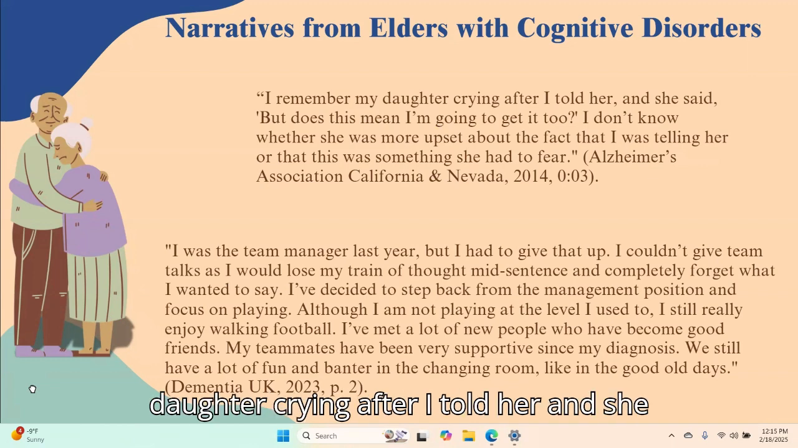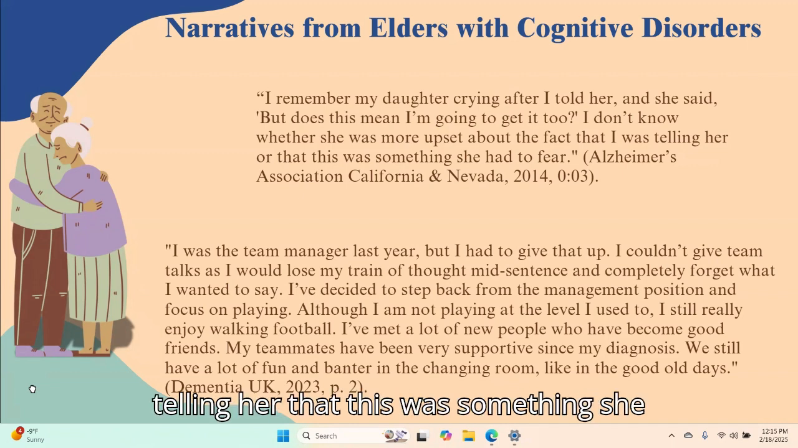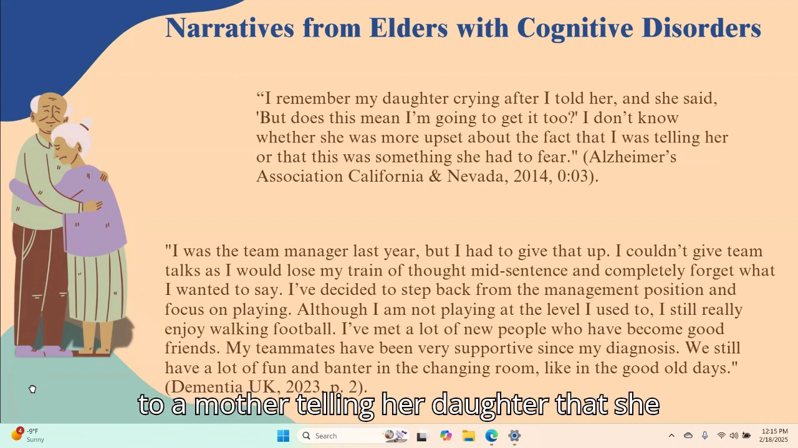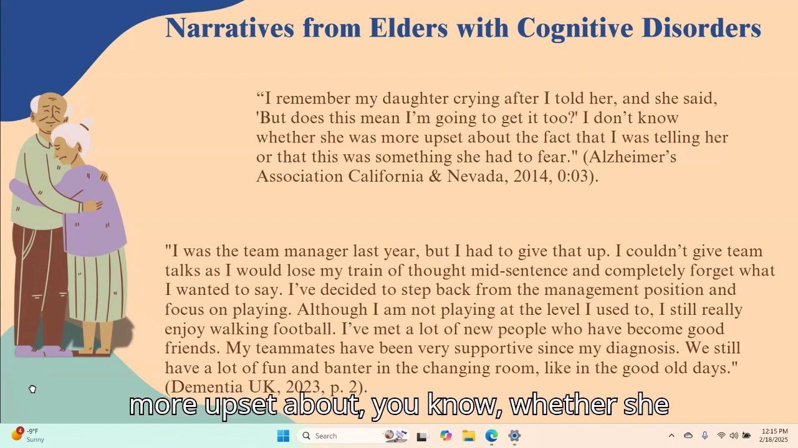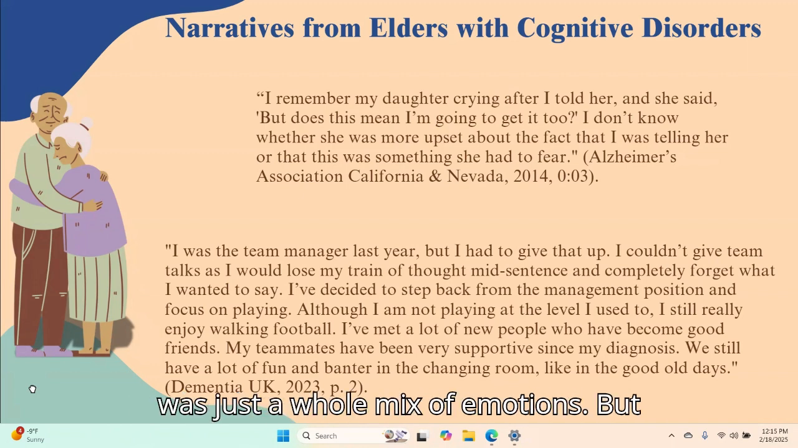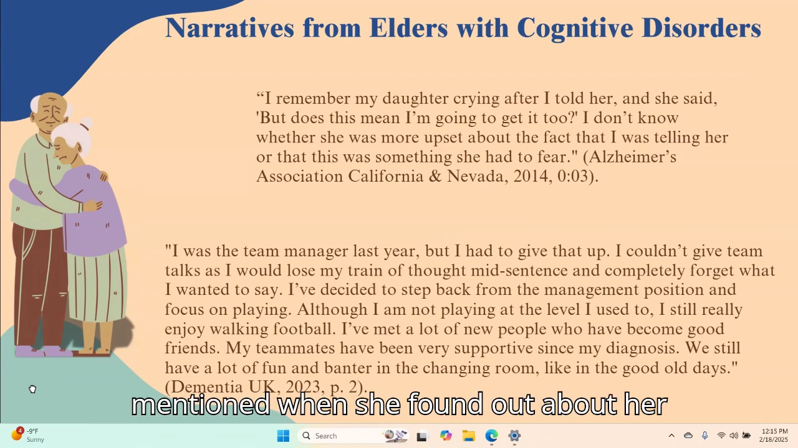I remember my daughter crying after I told her, and she said, well, what does it mean? I'm going to get it too. I don't know whether she was more upset about the fact that I was telling her that this was something she had to fear. Now, this was in correlation to a mother telling her daughter that she had, in fact, dementia. Her daughter was more upset about whether she was going to get it. And there was just a whole mix of emotions. But obviously, that memory impacted her because that's the first thing she mentioned when she found out about her diagnosis.